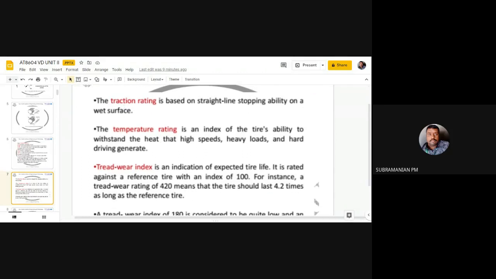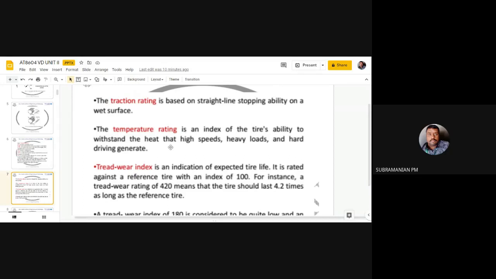Another definition is traction rating. What do we mean by that? When you are traveling on a wet surface and you apply the brake, the vehicle should come to rest in a straight line. Based on that we denote the traction rating. Simply, it is straight line stopping ability on a wet surface. If the traction rating is good, my vehicle stability will be good, and I can retain vehicle stability and handling on a wet surface.